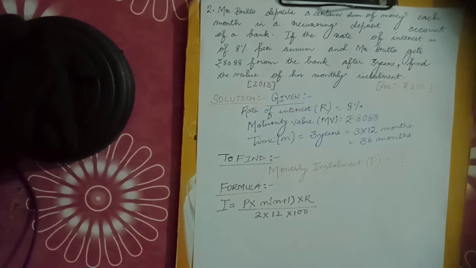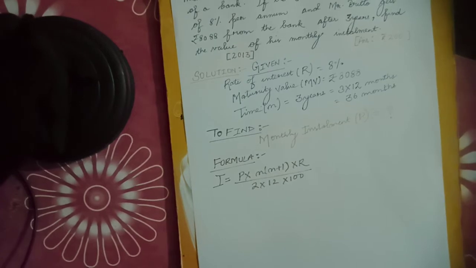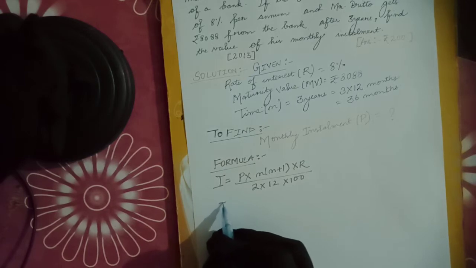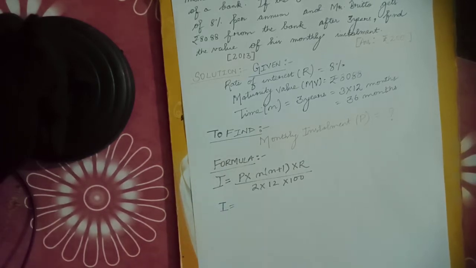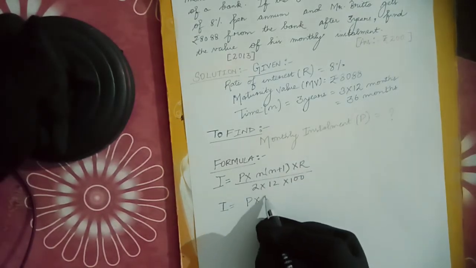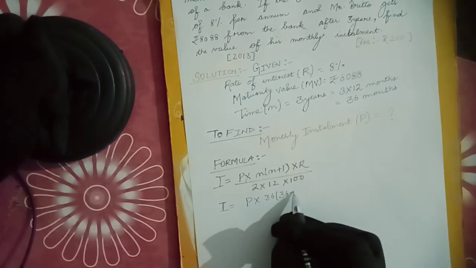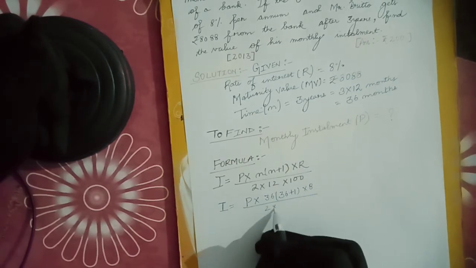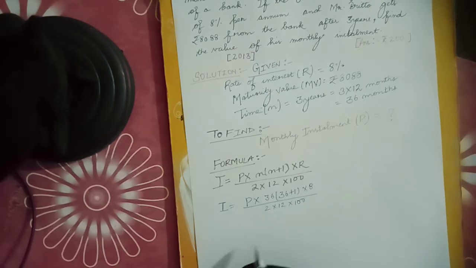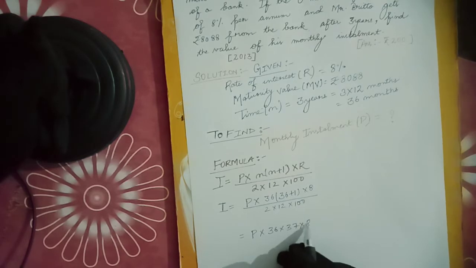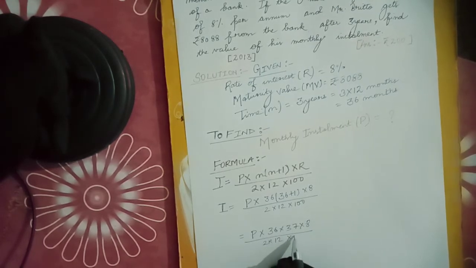Now obviously the next step would be substituting the values. The values given over here: I we don't know, and it is P into P also we don't know. So P into N is how much? 36. So 36 into 36 plus 1 into R is 8%, 8 by 2 into 12 into 100. Now the next step is we are finding interest, right? P we don't know, so we'll just keep it like that. 36 into 37 into 8 by 2 into 12 into 100.